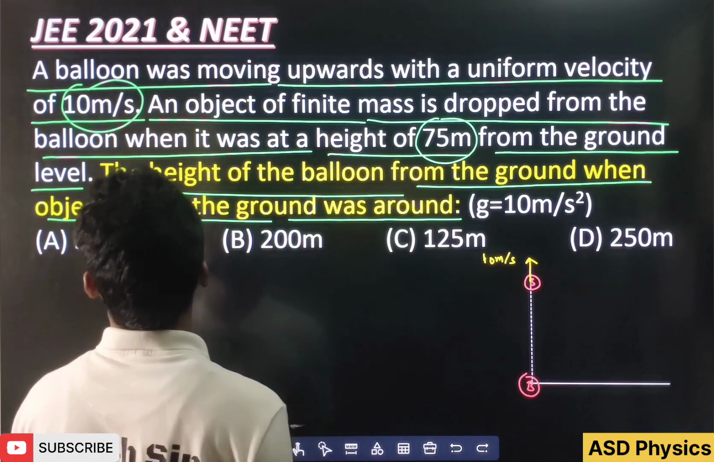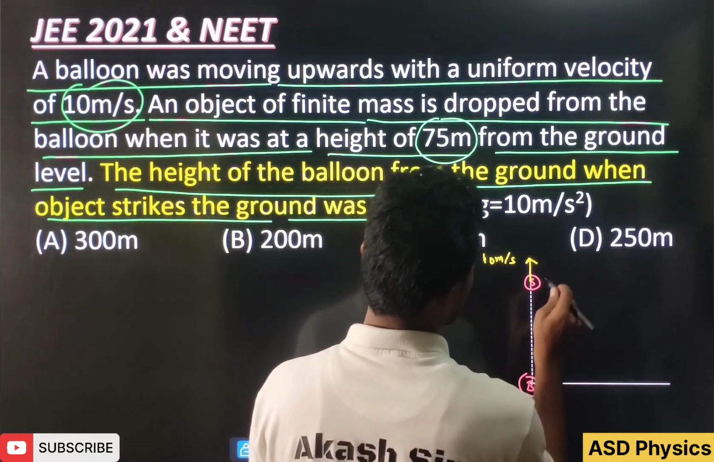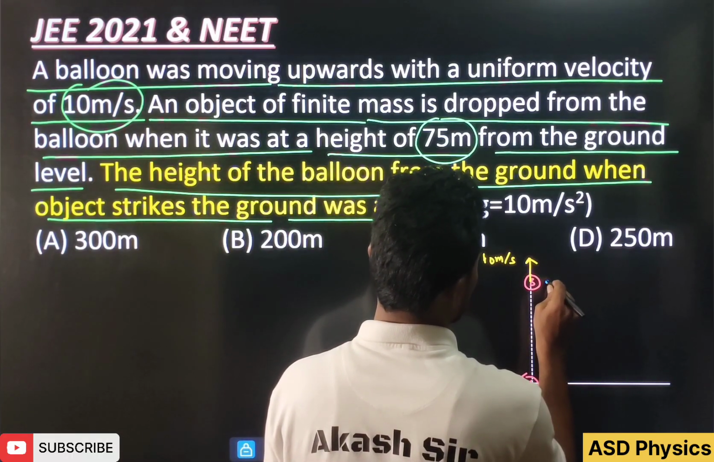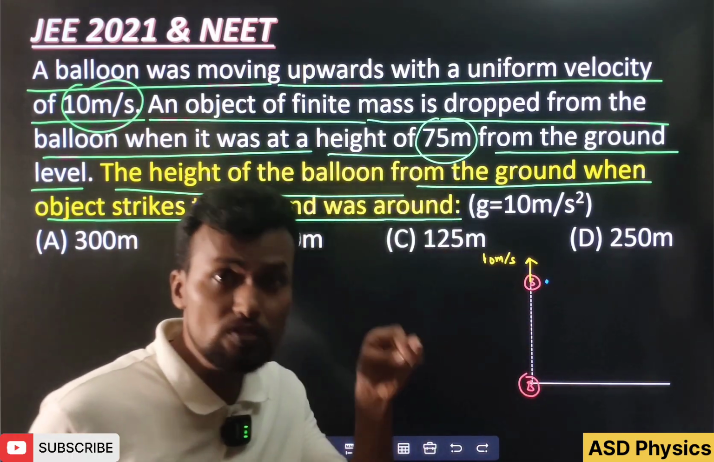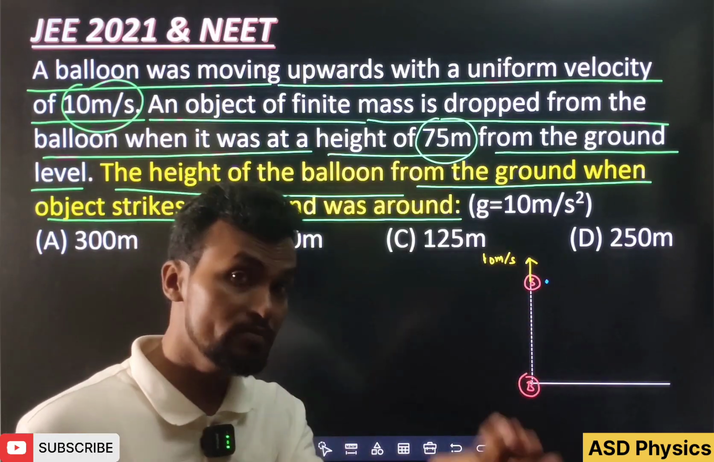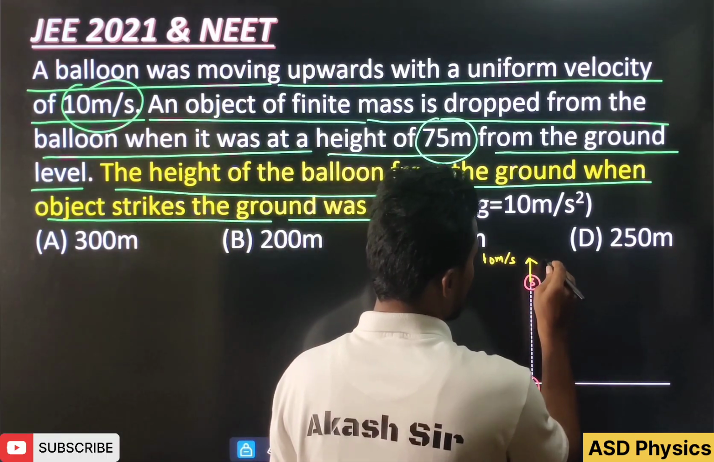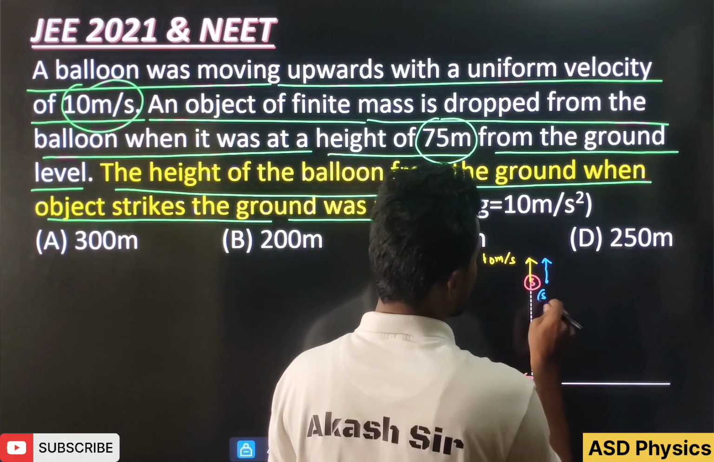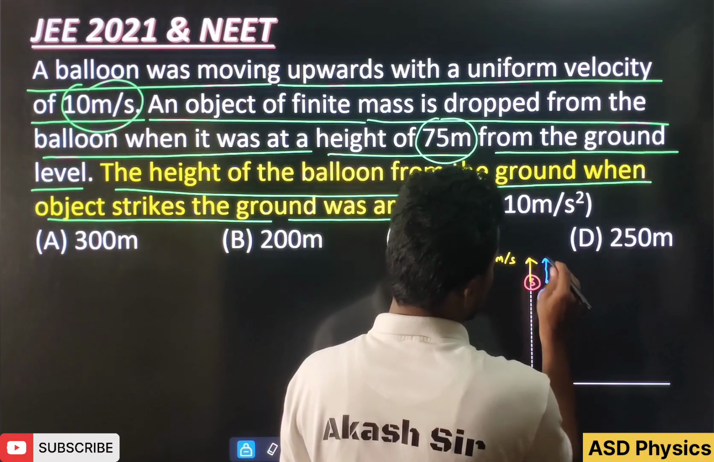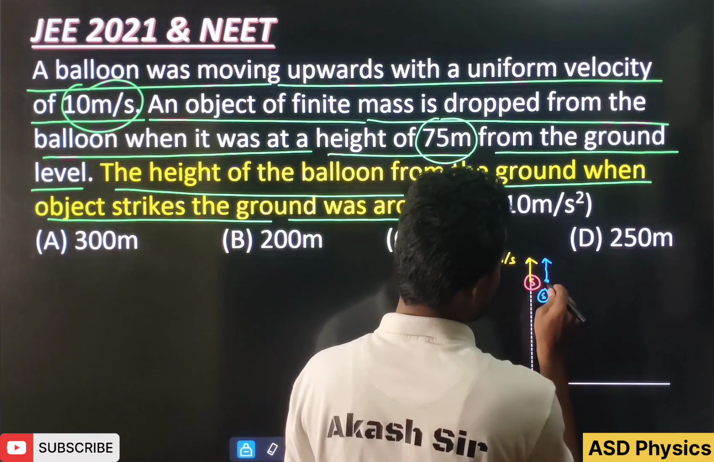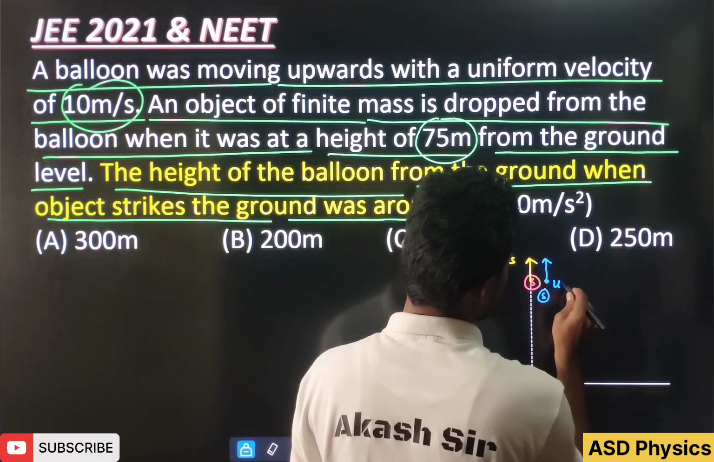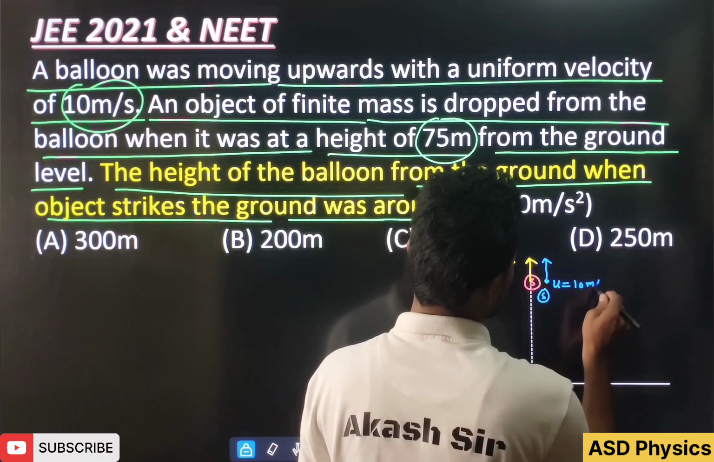Now from the balloon, what is happening here? Let's take that a stone is dropped from here. The moment the stone is dropped from the balloon, the stone will get the velocity of the balloon. So what is the velocity of the stone here? This is the velocity of the stone, u equal to 10 meter per second.